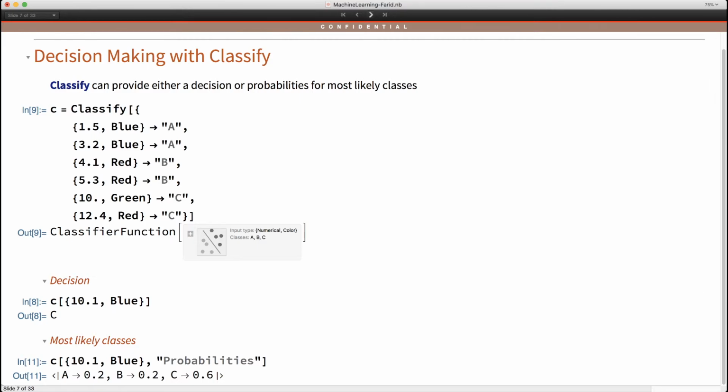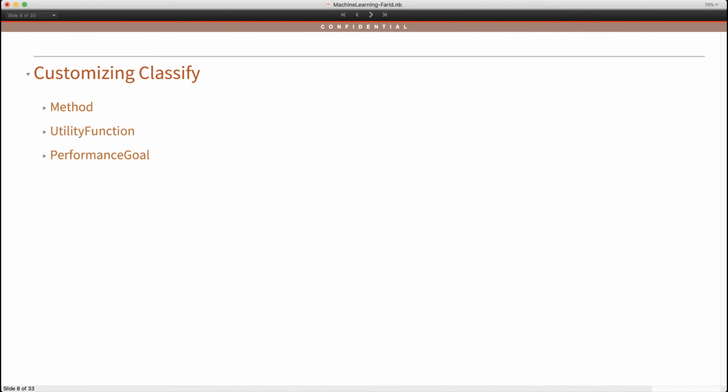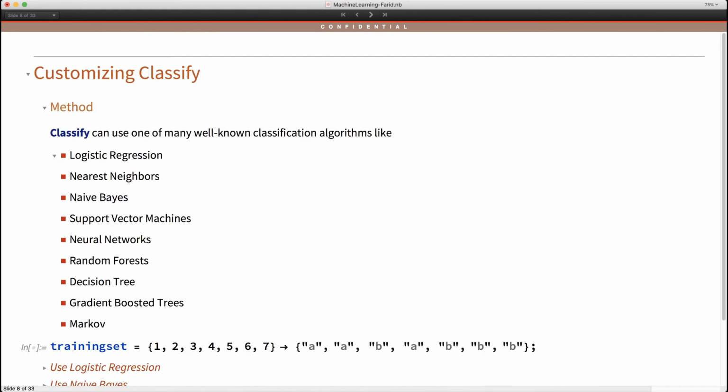Now, the Classify function by default tries to choose a good algorithm for the task at hand. However, it is possible to customize Classify according to your own needs. If you have a particular problem in mind and you have some idea about the data that you are going to work with, there is flexibility where you are free to choose a particular algorithm. The Classify function in Wolfram language allows you to select any one of the many well-known classification algorithms like logistic regression, nearest neighbors, support vector machine, neural networks, Markov, or decision tree as well.